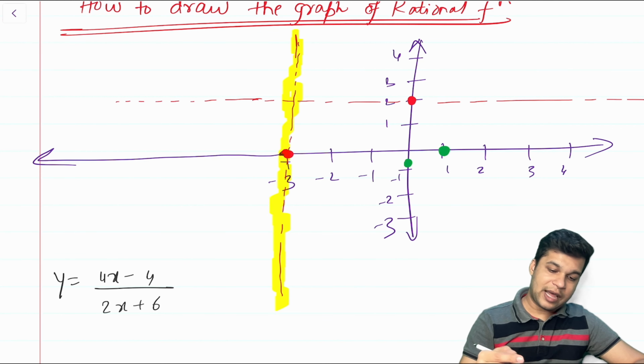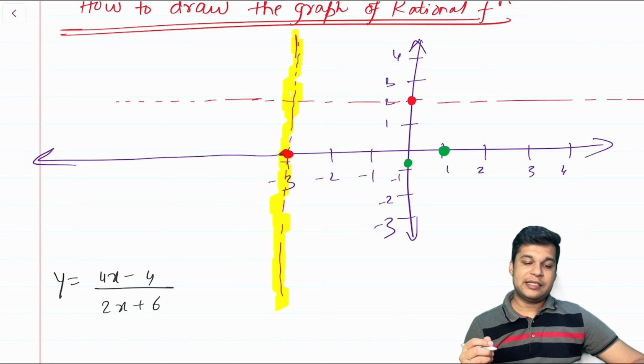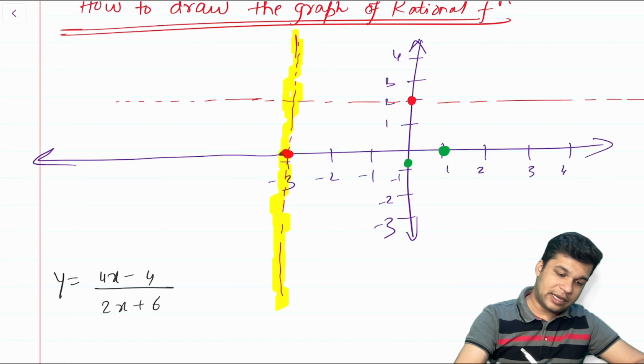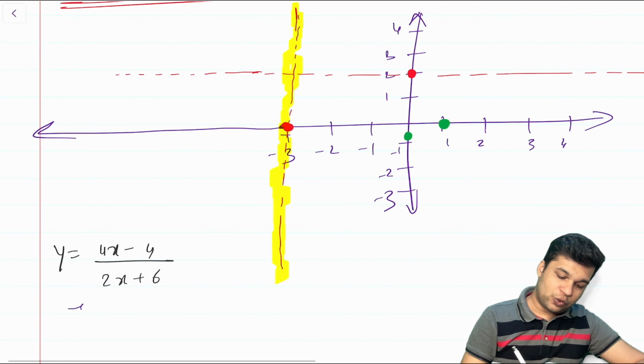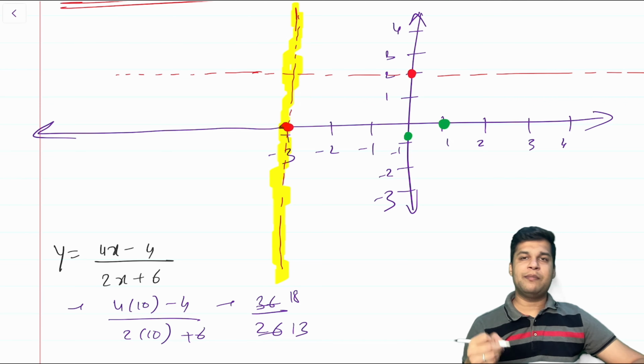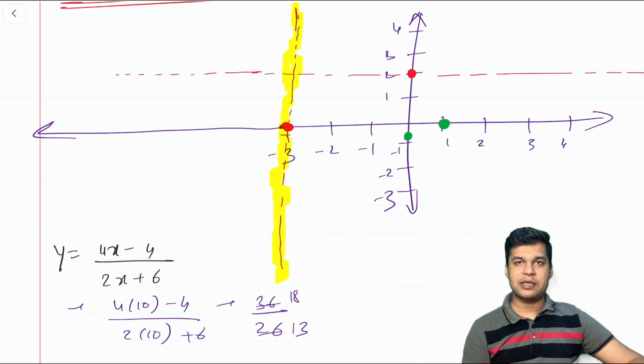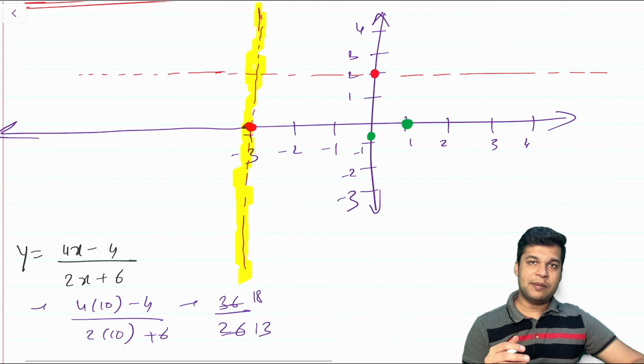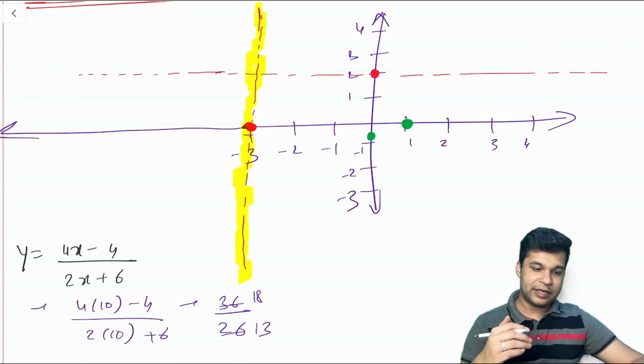If you choose any number on the right, let's say 10, you will get 4 times 10 minus 4 divided by 2 times 10 plus 6. So this will be 40 minus 4, 36, divided by 20 plus 6, 26, which is 2 times 18 over 2 times 13. So this will be 1 point something. Basically 1 point something is lesser than 2.